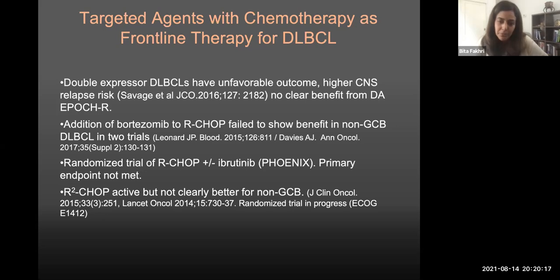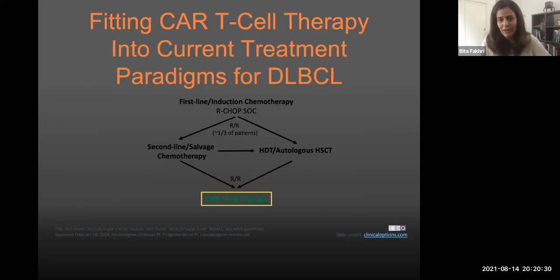So R-CHP plus polatuzumab apparently met the primary endpoint, but I didn't put it here because, you know, we have to wait for more information to become available. But if you have heard, I just wanted you to know that it's a press release. We don't know much about it.